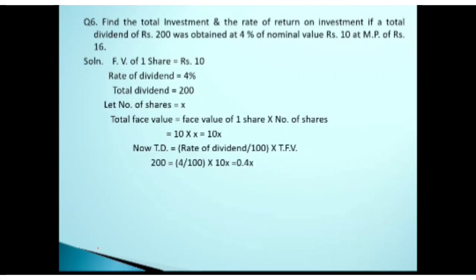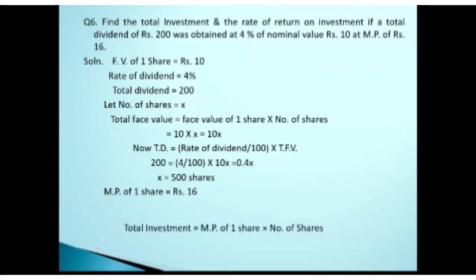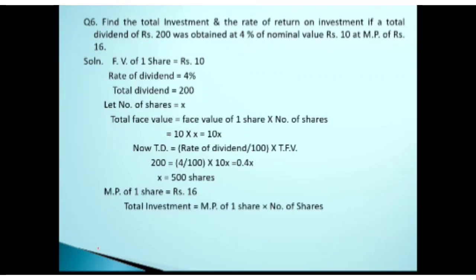So I just show you that calculation, and yes, you can see the number of shares is coming to be 500. After you get the number of shares, the next step is to calculate the total investment. So before that, what is the market price given to you? 16. So now you calculate the total investment. Total investment will be the market price of one share multiplied by the number of shares. So 16 multiplied by 500. That will be rupees 8,000. So your total investment is coming to be 8,000 rupees.